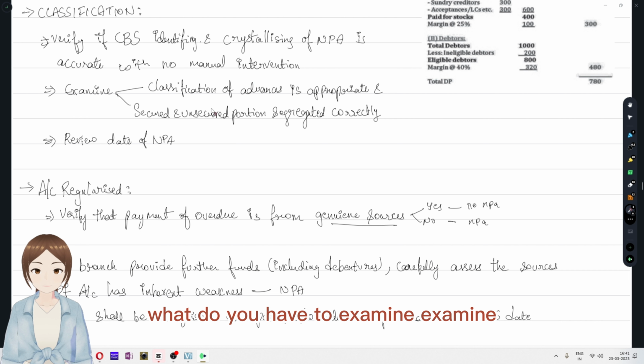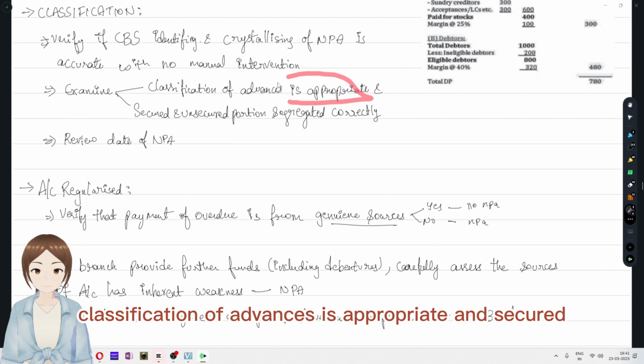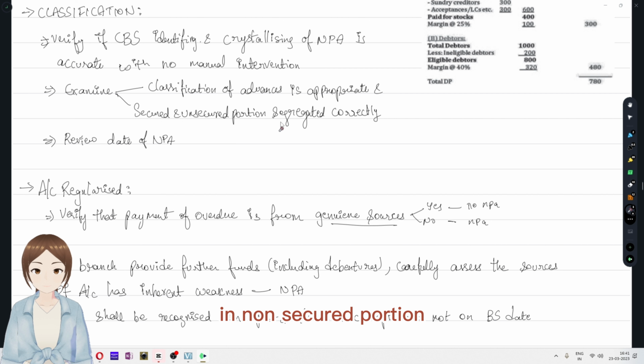What do you have to examine? Examine whether classification of advances is appropriate and whether the secured and unsecured portions are segregated correctly. They are talking about segregating secured and unsecured portions, and advances have to be classified correctly, like standard assets, substandard assets, doubtful assets, and loss assets, and review the date of NPA.